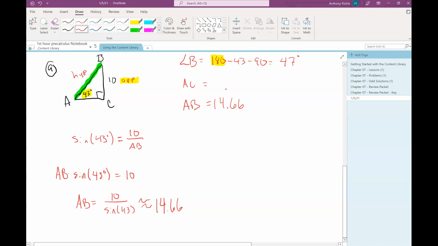Everybody good? Now, one thing I would do here, real quick, as a kind of a check, I know that the hypotenuse is AB, right? What do I know about the hypotenuse of a triangle? It's the longest side. So I'm going to check real quick and make sure that 14.66 is bigger than any of the other sides that I know. It is. So that's a good sign. Everybody good? Doesn't guarantee that I've done it correctly, but it can certainly identify if I've done it incorrectly right away. You know what I mean? Okay.